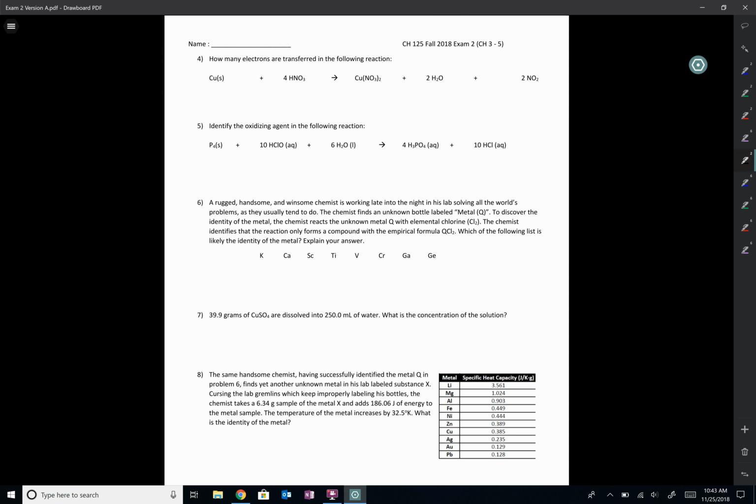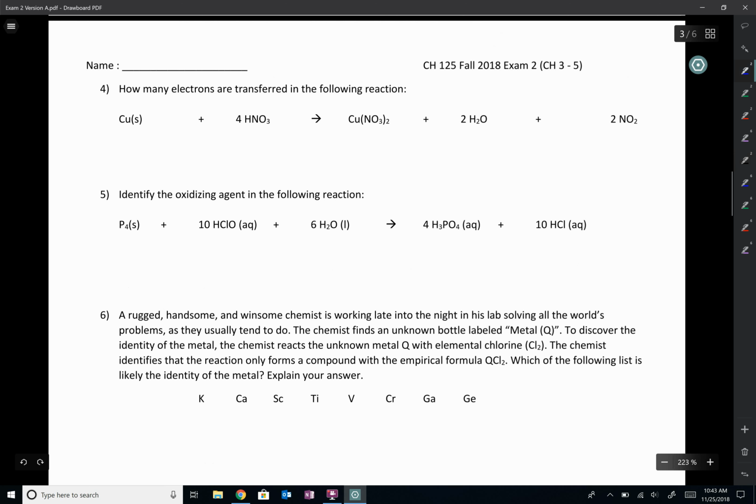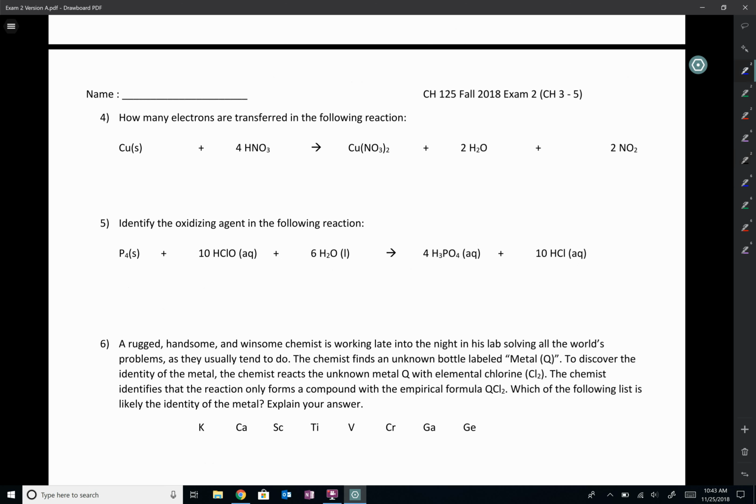Okay, let's look at pages 2 and 3 of exam number 2 for fall of 2018 for General Chemistry 1. So question 4. Question 4 and 5 kind of go together, but we'll start with question 4 here. How many electrons are transferred in the following reaction? So if we're talking about reactions that transfer electrons, we're looking at a redox reaction.